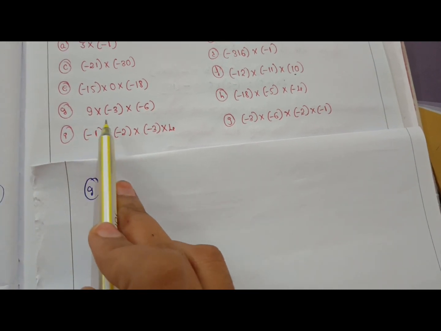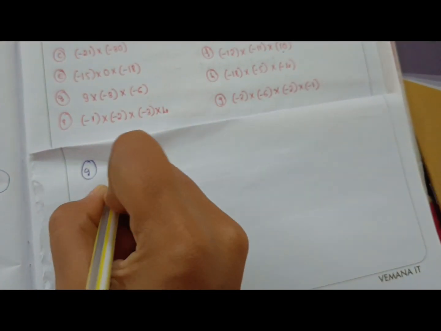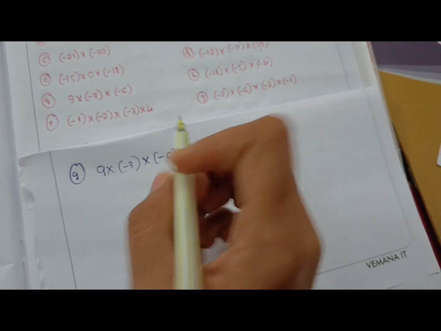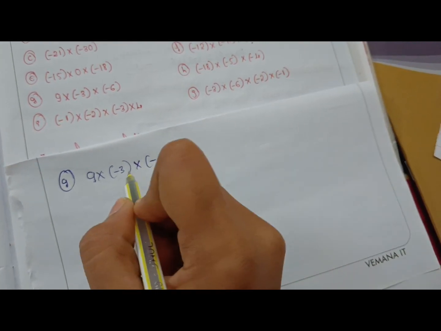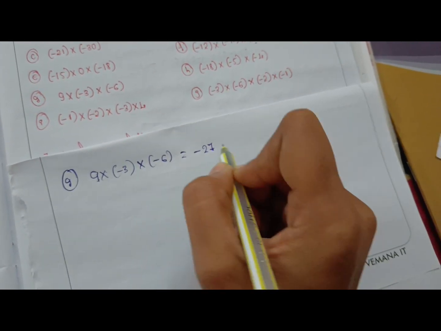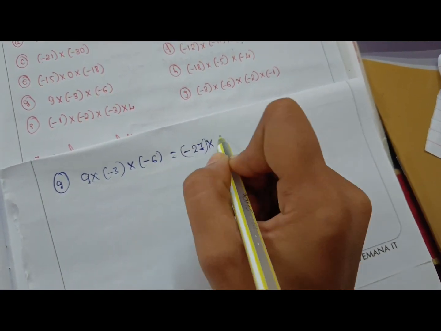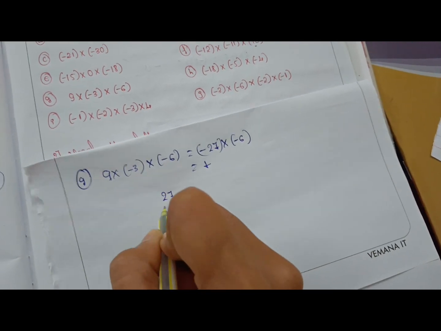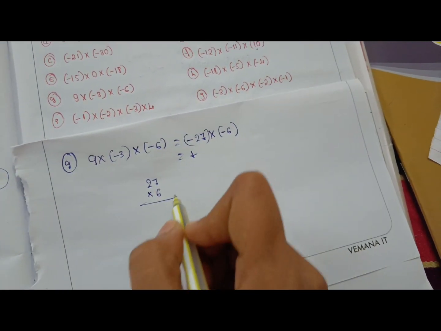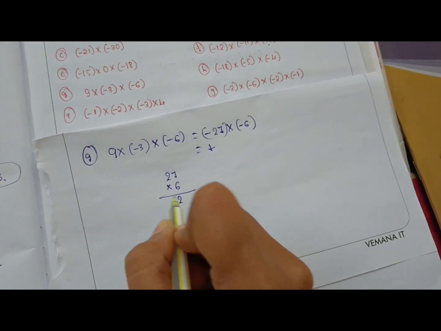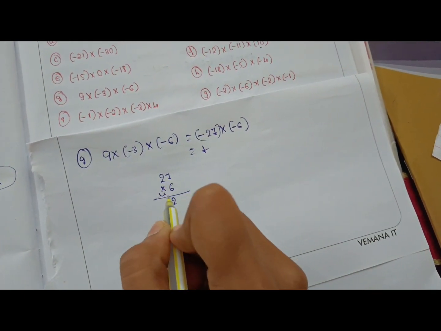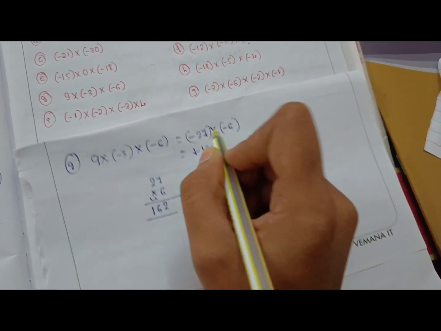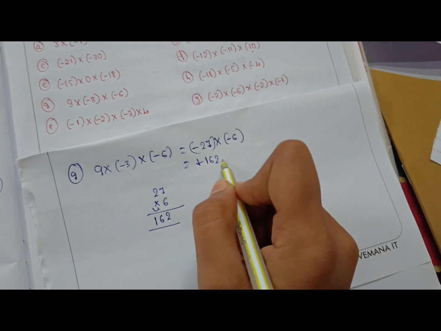Next question, 9 into minus 3 into minus 6. Plus into minus is minus. 9 3 is 27. 27 into minus 6. Minus into minus is plus. 27 into 6: 6 7 is 42, 6 2 is 12, 12 plus 4 is 16. 162 is the answer. Minus into minus plus, 27 into 6 is 162.